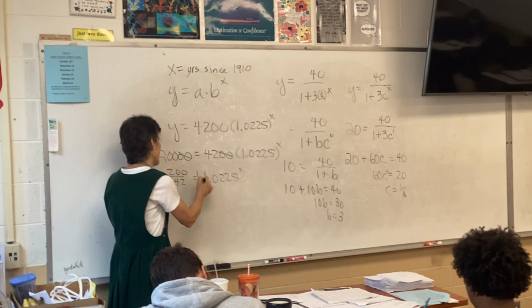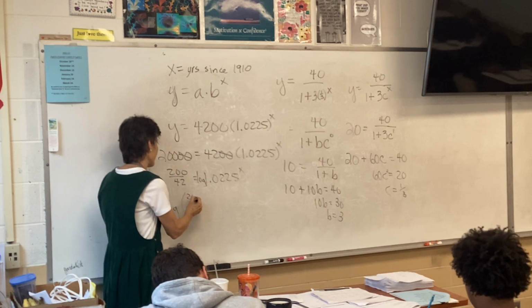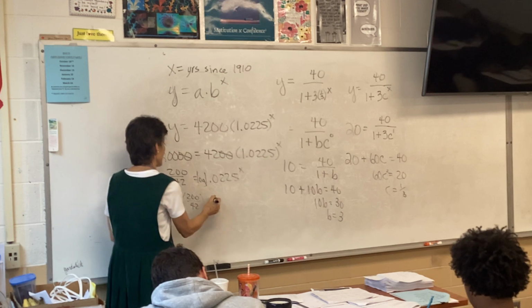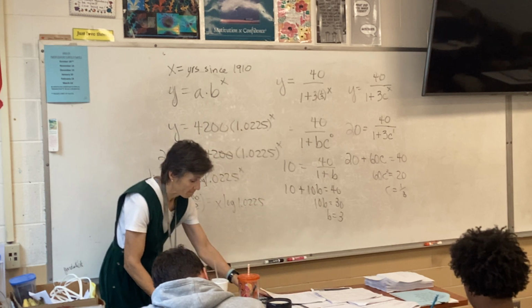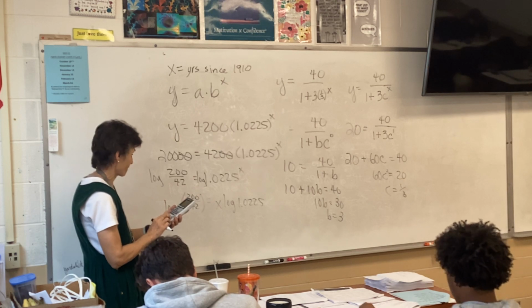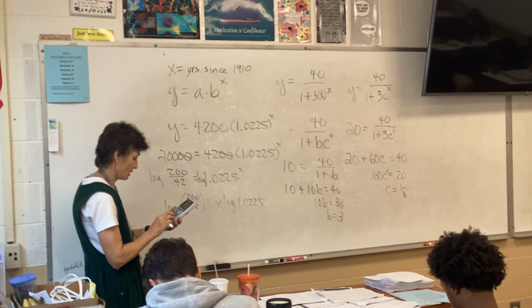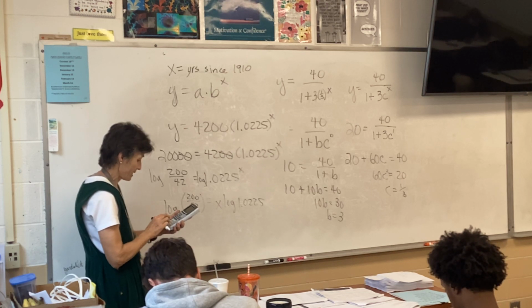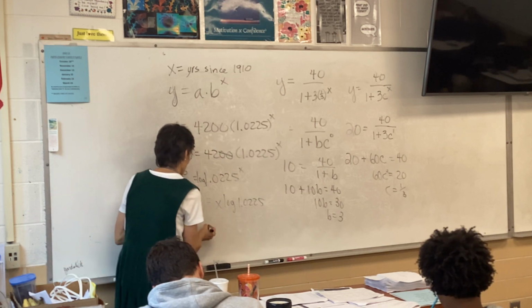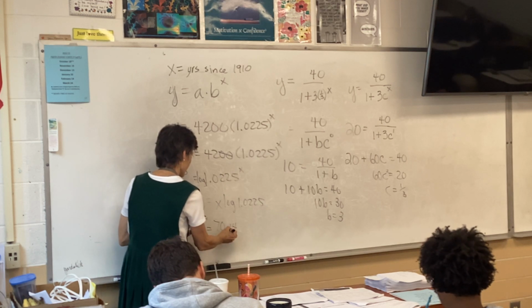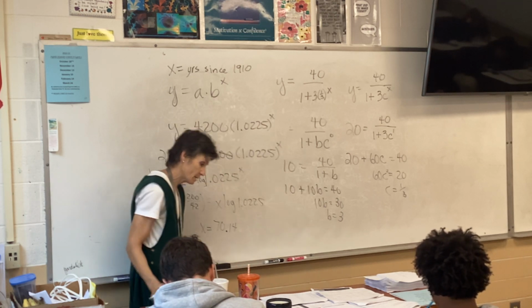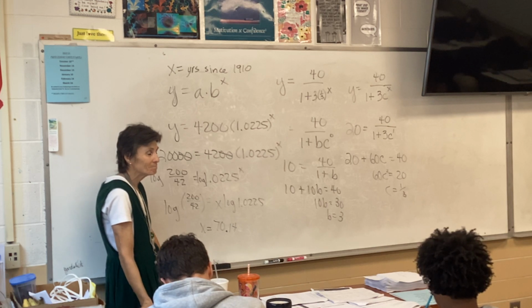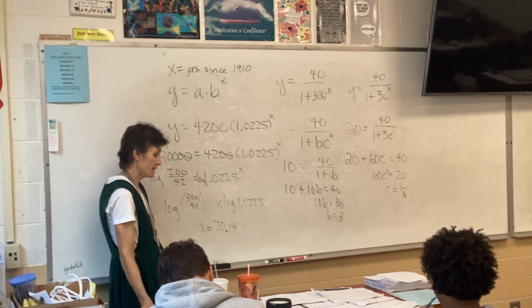So I'm going to log both sides. The log of that fraction, in whatever form I've written it, is x times the log of 1.0225. So the log of 200 divided by 42, divided by the log of 1.0225. Did you get 70.14? So how are we going to answer the question? Please don't say 70.14. Early in 1980? Because we started counting in 1910.